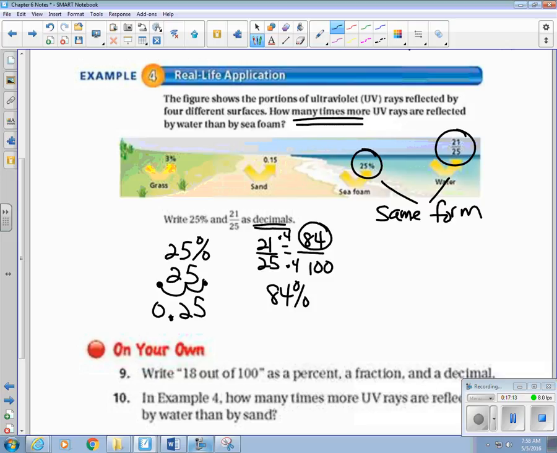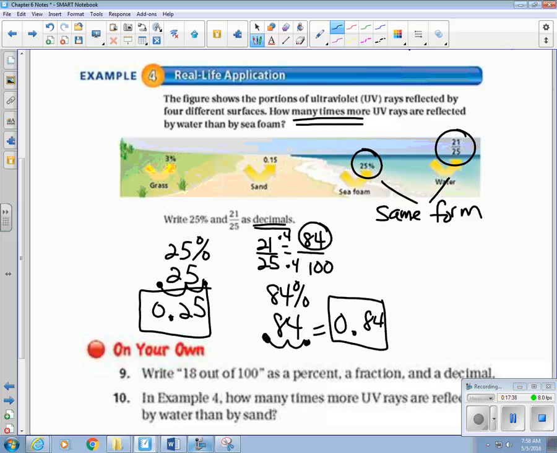And then I can change my 84% to a decimal. Drop the percent symbol, add a decimal point, move it 2 places to my left. So it equals 0.84. But I have to have that 0 placeholder. So now I have 0.25, which is equivalent to the 25%, and 0.84, which is equivalent to the 21/25.